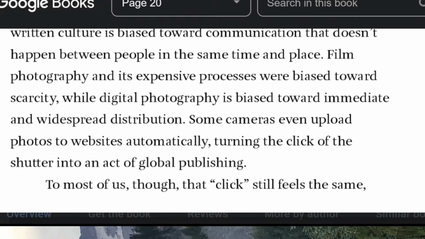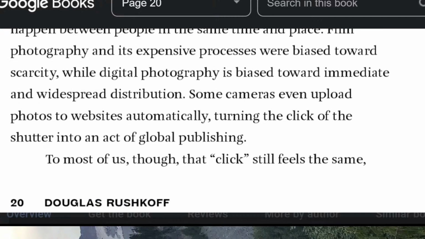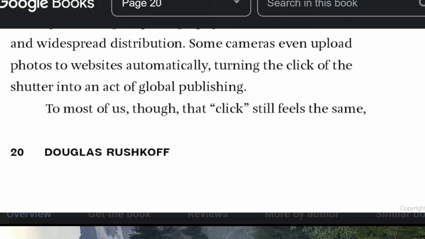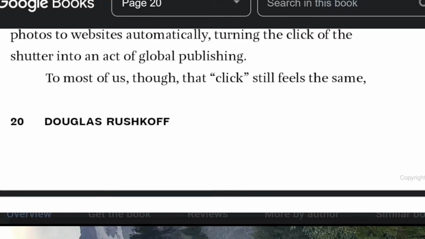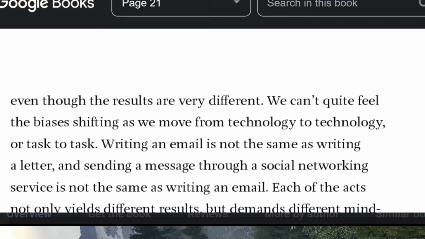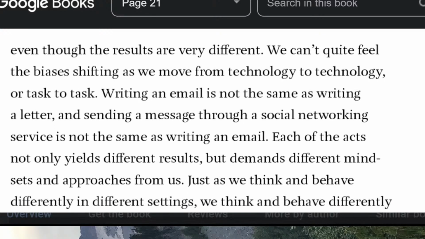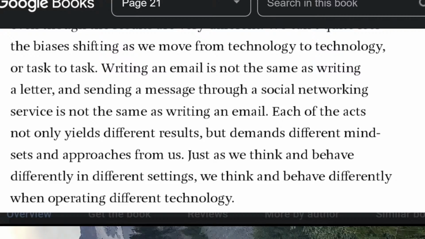Film photography and its expensive processes were biased towards scarcity, while digital photography is biased toward immediate and widespread distribution. Some cameras even upload photos to websites automatically, turning the click of the shutter into an act of global publishing. To most of us, though, that click still feels the same. Even though the results are very different, we can't quite feel the biases shifting as we move from technology to technology or task to task.